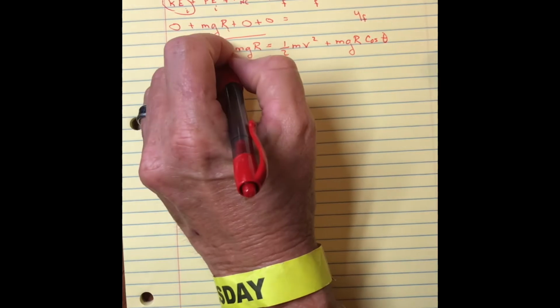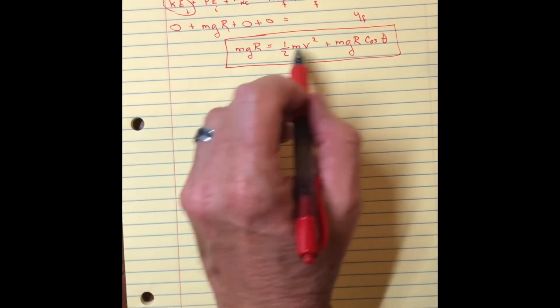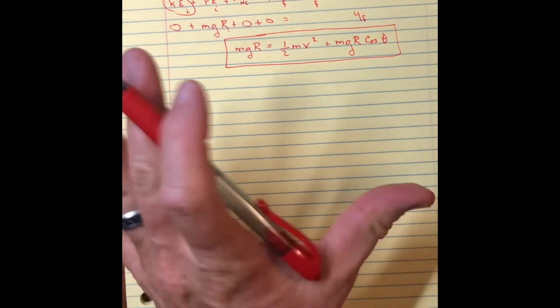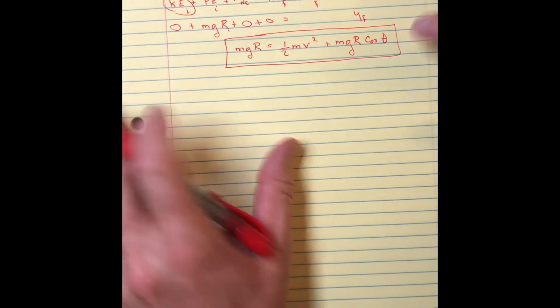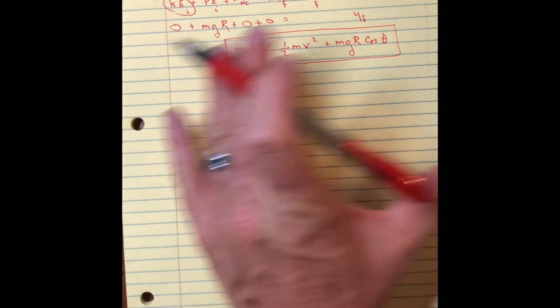And so maybe I'll put a little box around this. I suppose I could cancel an m, but let me just hold off on that. This is the information I get from conservation of energy, and it ties in the angle and the speed and the radius.